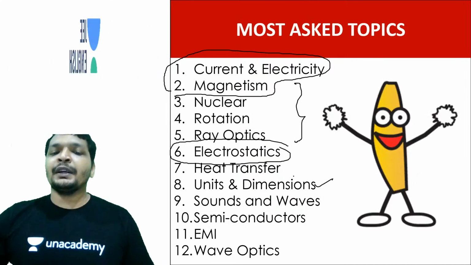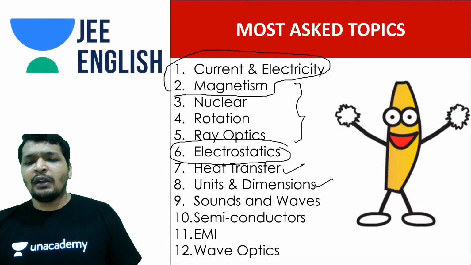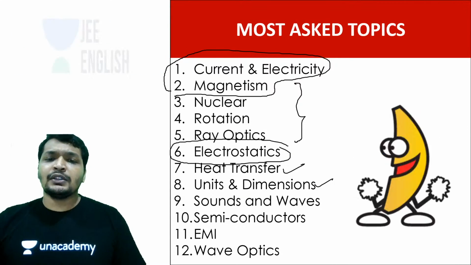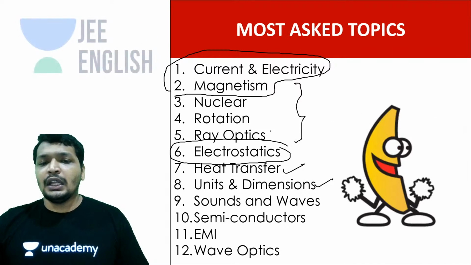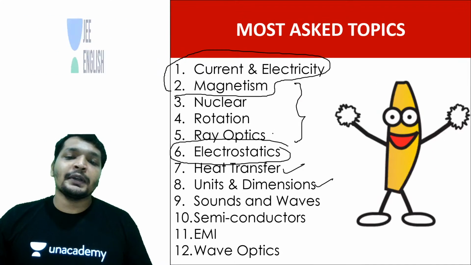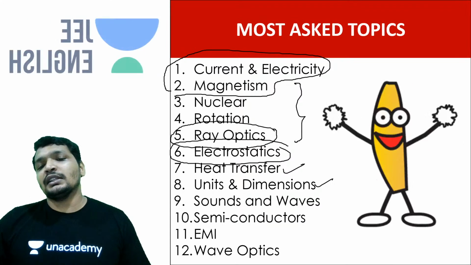Units and dimensions you can complete in a day. Heat transfer you can complete in 2 or 3 weeks, maybe 4 weeks. Okay, max to max, I would restrict it to 2 weeks, because you would have to give ray optics at least a month, like 30 intensive classes.